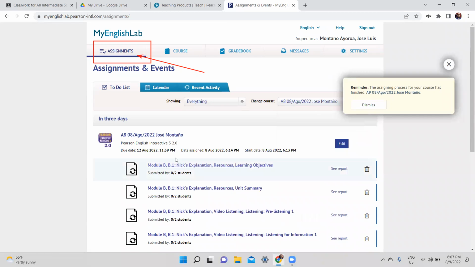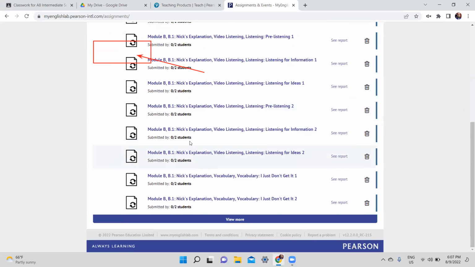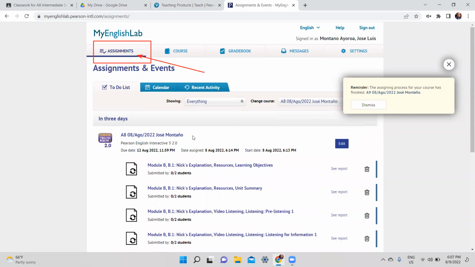This is what you see. Eso es lo que tendrías que ver. It says A8, dice el nombre del curso, August 8, la fecha de inicio del curso, and my name, no, de mi nombre. And down below, y abajo, there are all the assignments that you have to complete. Están todas las asignaciones que hay que completar. Everything is for Friday, all right? Todo es hasta el día viernes, because that's the first unit, es la primera unidad.